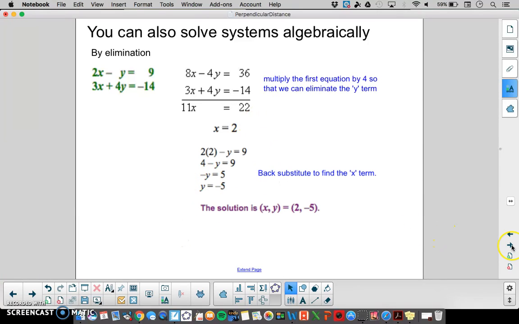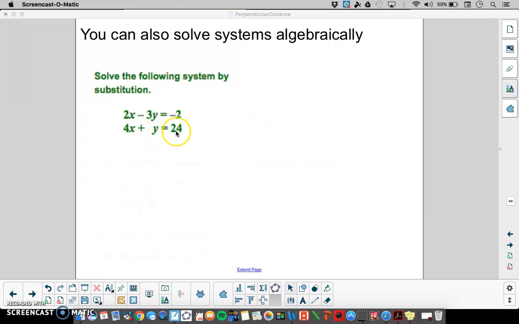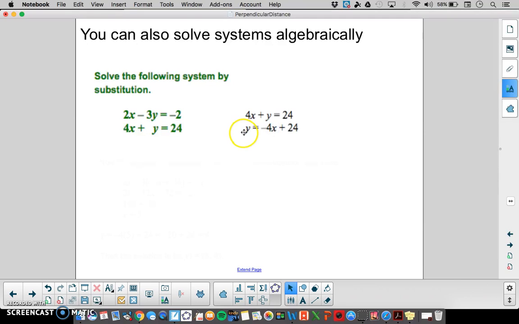Okay. We can also do substitution to solve a system. This is a different set of equations. We have 2x minus 3y equals negative 2, 4x plus y equals 24. Notice in that second equation that y has a coefficient of 1, so we could actually solve that equation for y, and that way we know what y is equal to.